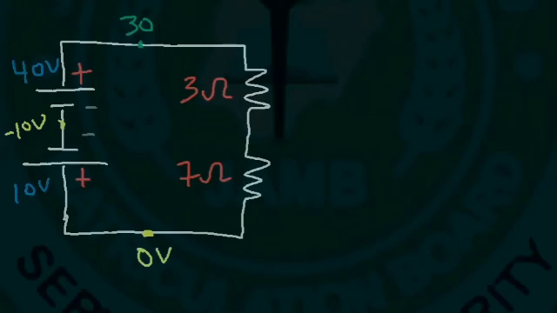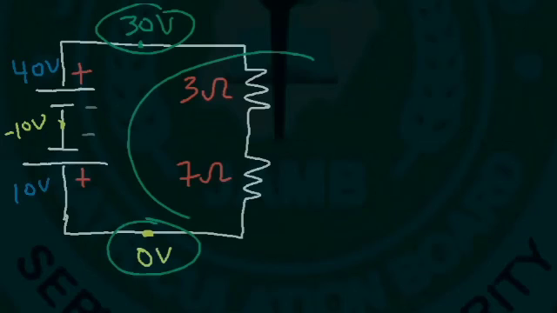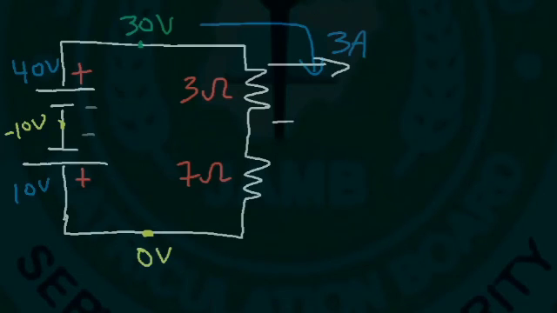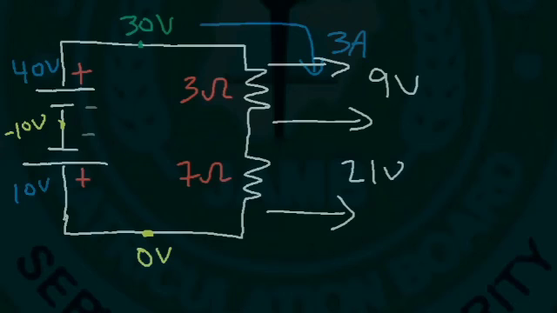But at this moment, we have a potential difference of 30 volts across the equivalent 10 ohm resistor. So therefore, the current that flows through this circuit is 30 divided by 10, which is 3 amps. So the voltage across the 3 ohm resistor is 3 times 3, so that's 9 volts. And the voltage across the 7 ohm resistor is 7 times 3, which is 21. So therefore, the voltage here is 21 volts.